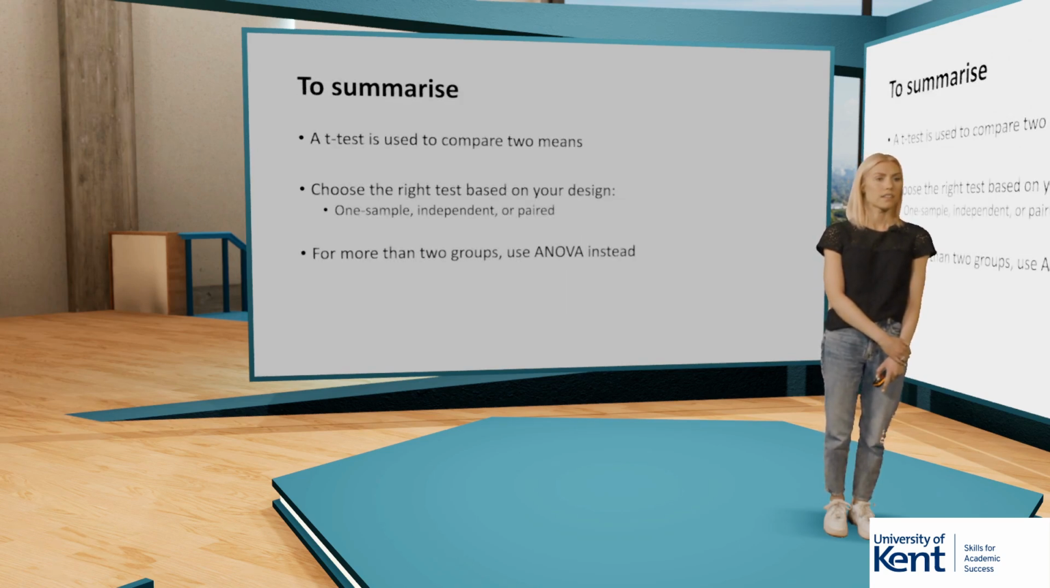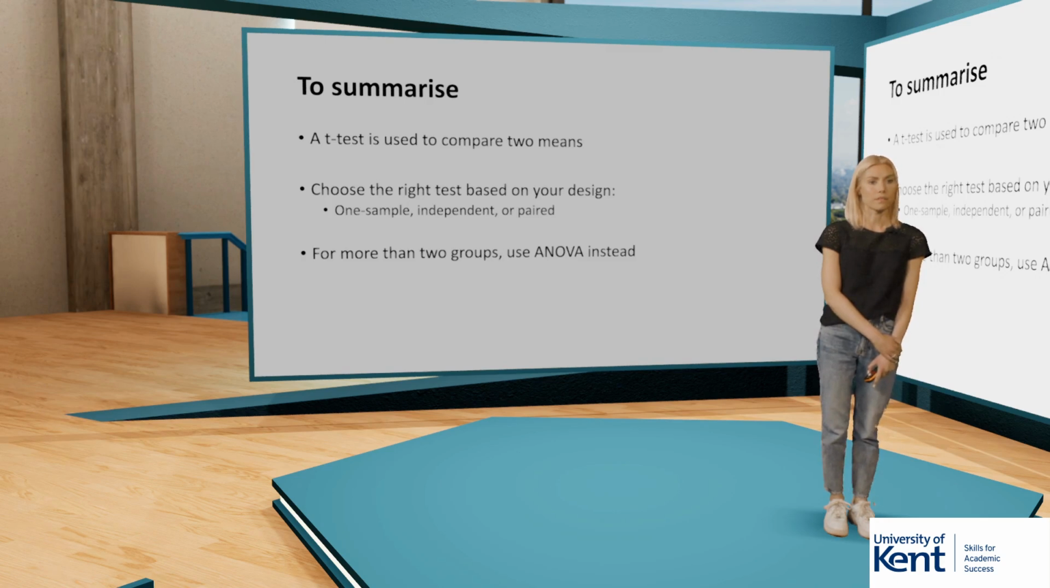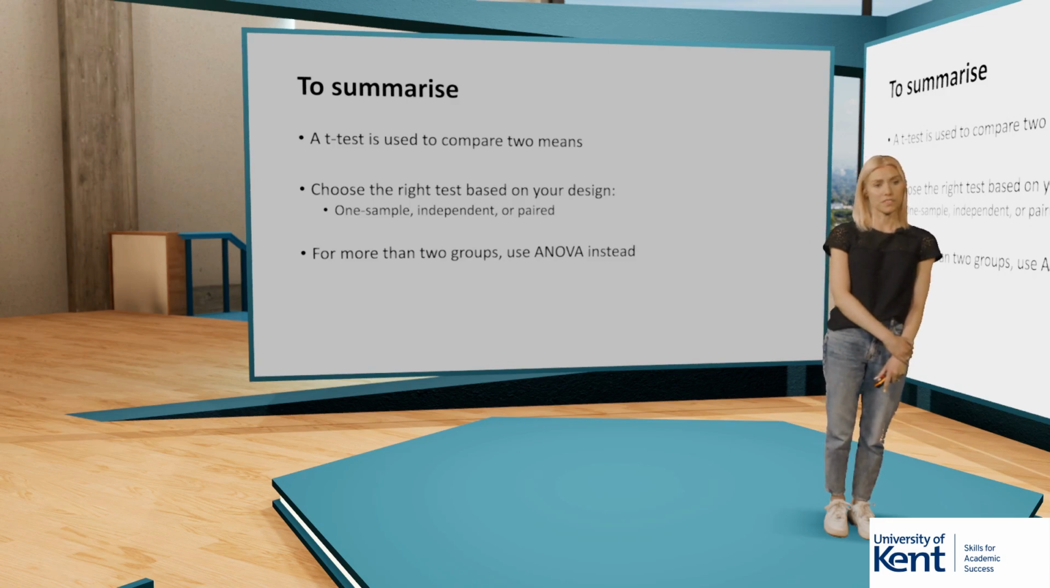To summarise, a t-test is used to compare two means, and you'll need to choose the correct t-test based on your design. And you can pick from the three main types: one sample, independent samples, or paired samples t-test. If you're comparing the means of more than two groups, consider using an ANOVA instead. For more details on this, please watch the Skill Builder at a Glance video on ANOVA.